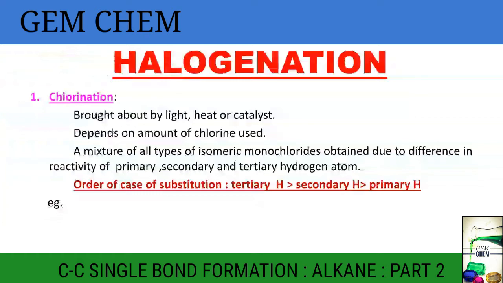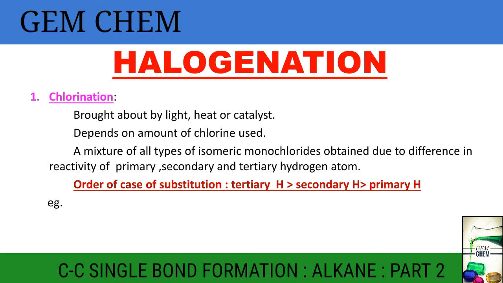Now let us see. This chlorination is brought about with the help of chlorine and light, heat or catalyst. It depends on the amount of chlorine used, and a mixture of all types of chlorine compounds is obtained as there is difference in reactivity of primary, secondary and tertiary hydrogen atoms. Now what is the order of ease of substitution? Tertiary hydrogen, then secondary hydrogen and then primary hydrogen.